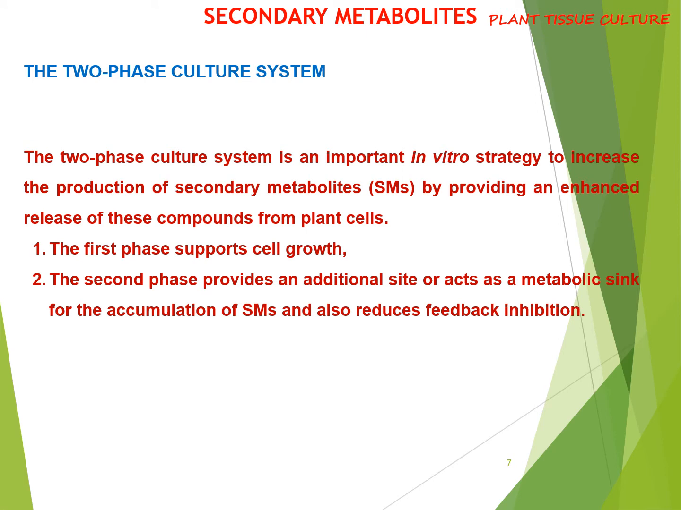Two-phase culture systems for secondary metabolite synthesis. Here, the first stage or phase in vitro favors cell growth. The nutrient media and conditions are optimized for cell division and growth to increase the biomass. Once the biomass is reached, the second phase starts. In this phase, the nutrient composition and other parameters are modified, which supports secondary metabolite production and accumulation and also reduces feedback inhibition.